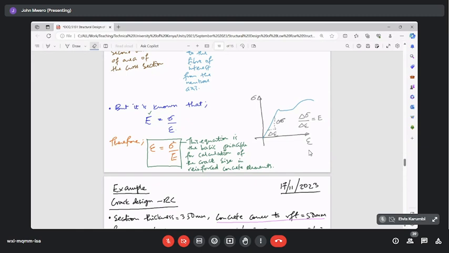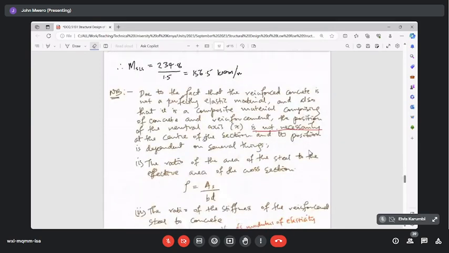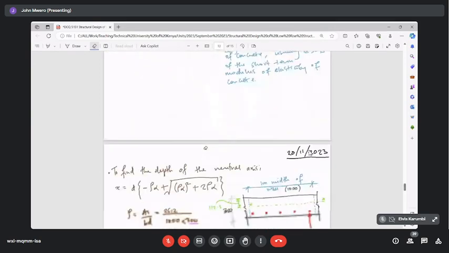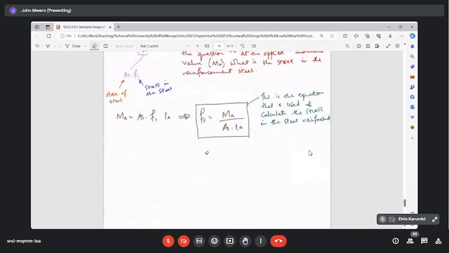You see, the concrete will crack at the bottom because that's where there is tension, and that's where we're putting the steel. So if we can find the stress in the steel, we can find the strain in the steel, and that strain now we can use to calculate how much strain the concrete undergoes. Okay.